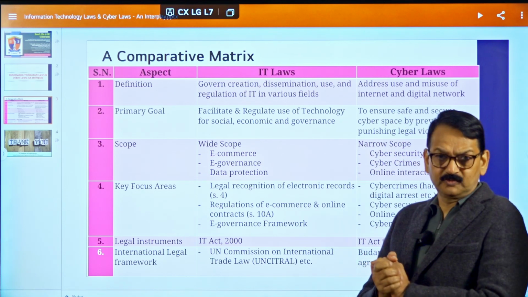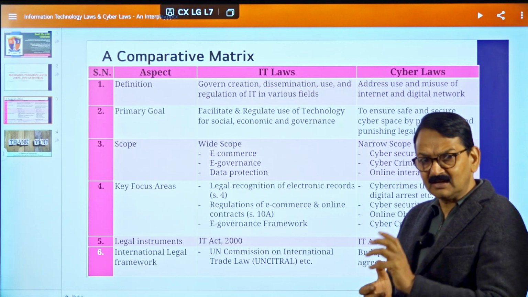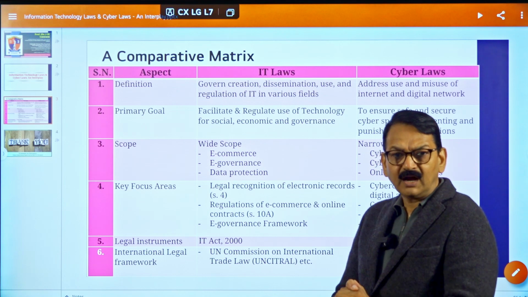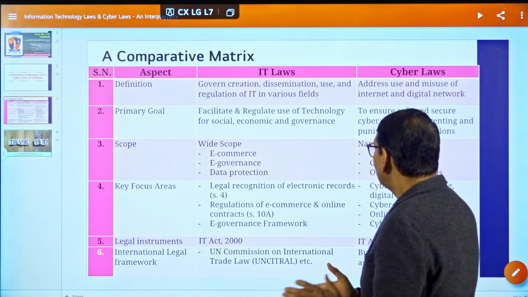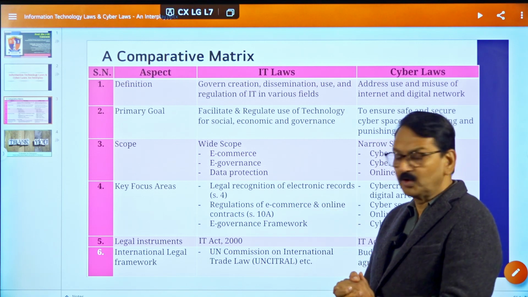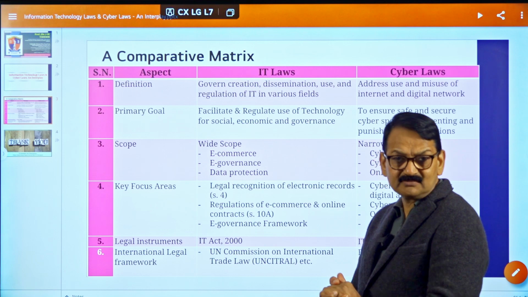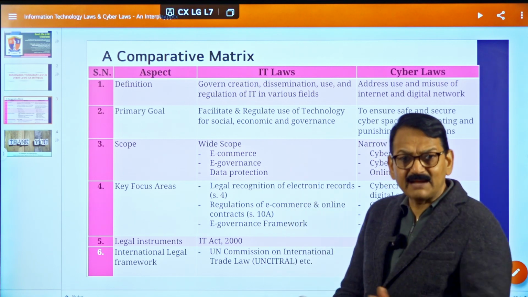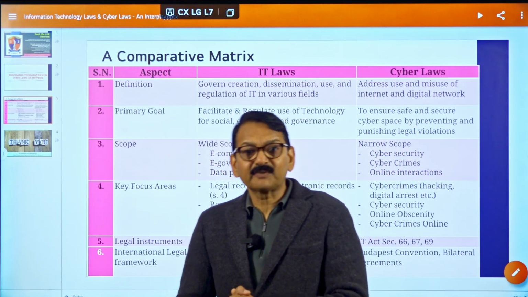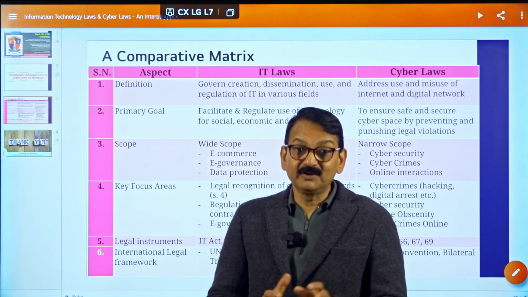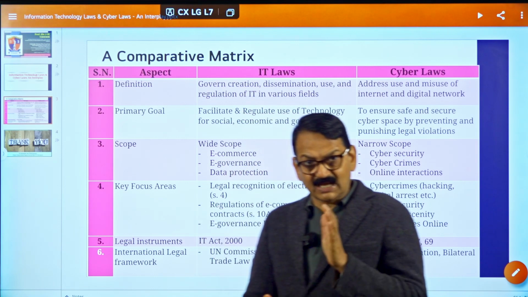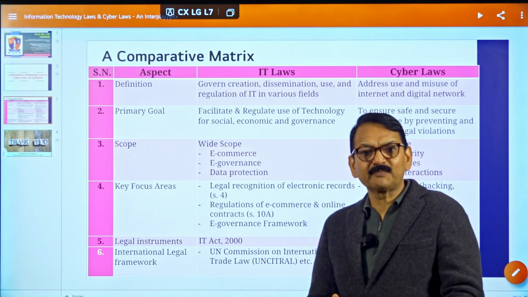If we see the primary goal, the definition part will be more clear. As I mentioned already, IT laws are wider, they have a wide perspective, dealing with technology for the social, economic and governance parts of the system. That means the entire gamut is dealt with by IT laws. That is why we have the Information Technology Act. You will be surprised, we do not have a cyber law act or anything of a separate nature. Cyber laws are part and parcel of information technology only.